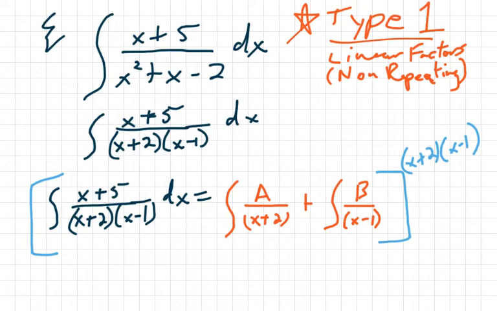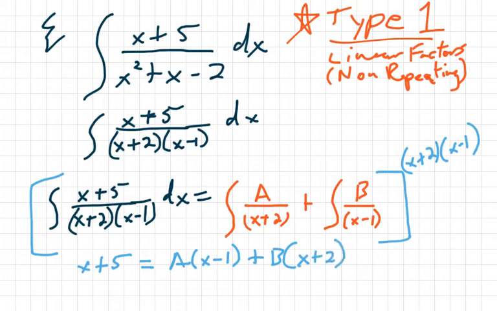So when I multiply this in, over on this side here, I get x plus 5 equals a, the x plus 2 cancels, so I'm left with a times x minus 1 plus b times x plus 2. So just like in grade 11 when we were solving rational equations, we were solving for x and stuff like that, that's kind of what we do.